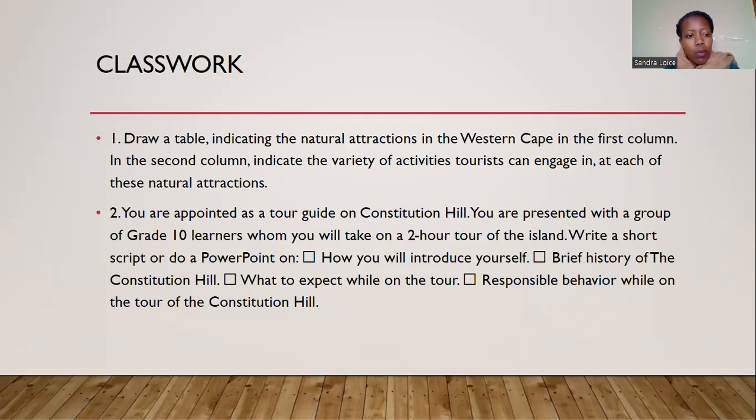Today's classwork will be just 2 questions. So the first question will be, draw a table indicating the natural attractions in the Western Cape in the first column, and in the second column indicate the variety of activities tourists can engage in at each of these natural attractions. So just a correction, please do the attractions for Gauteng, because this is the province that you are in.